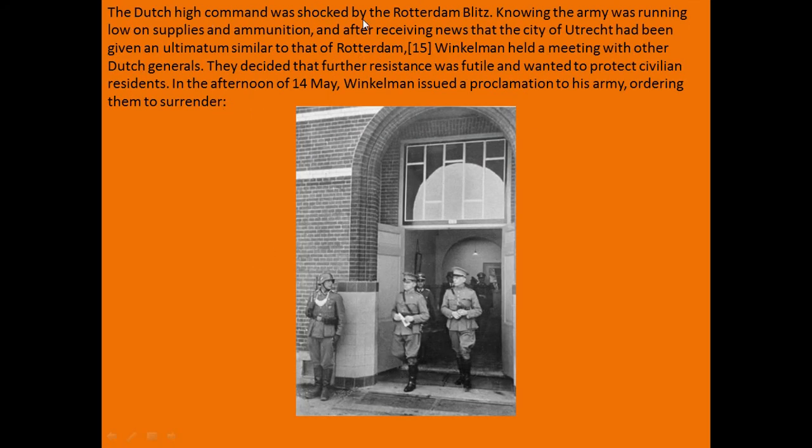The Dutch High Command was shocked by the Rotterdam Blitz, knowing the army was running low on supplies and ammunition. And after receiving news that the city of Utrecht had been given an ultimatum similar to that of Rotterdam, General Wilkenman held a meeting with other Dutch generals. They decided that further resistance was futile and wanted to protect civilian residents. In the afternoon of 14th of May, Wilkenman issued a proclamation to his army, ordering them to surrender.